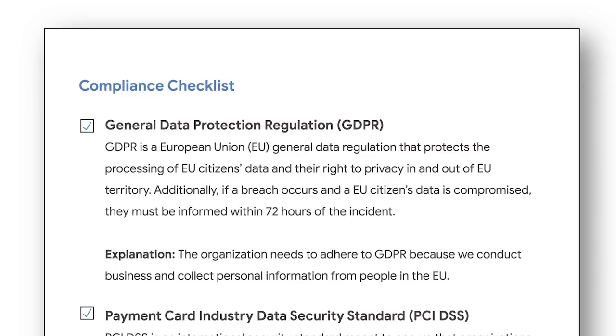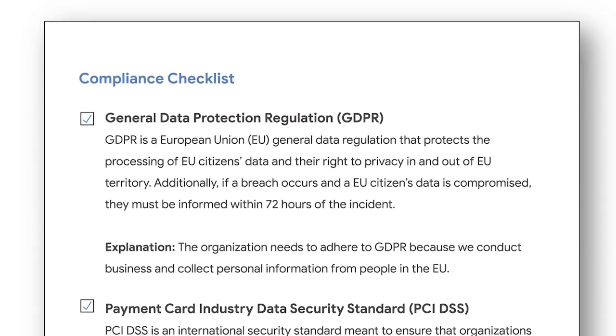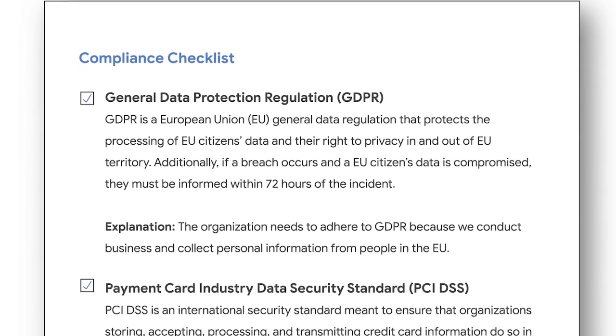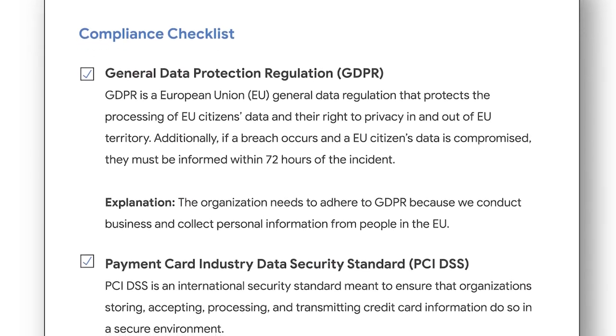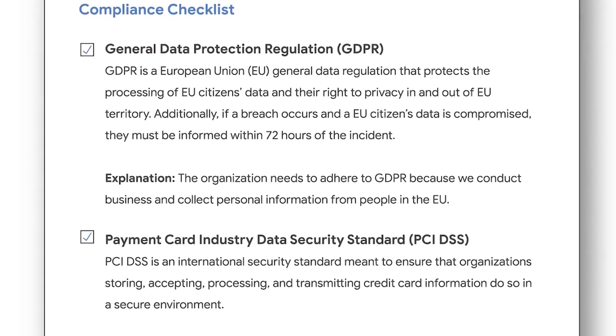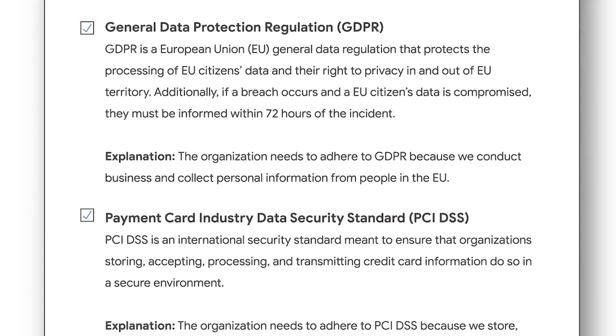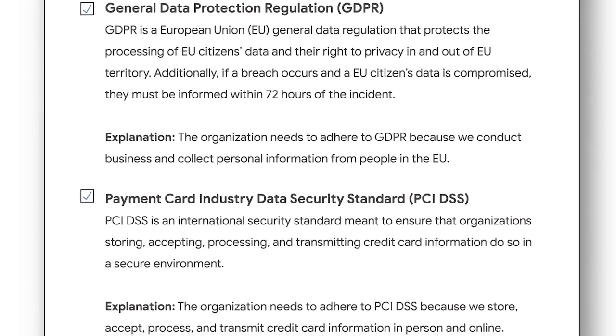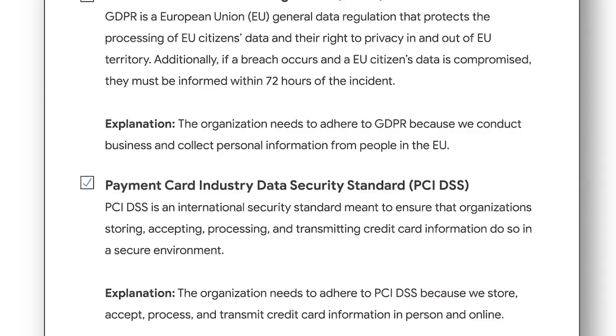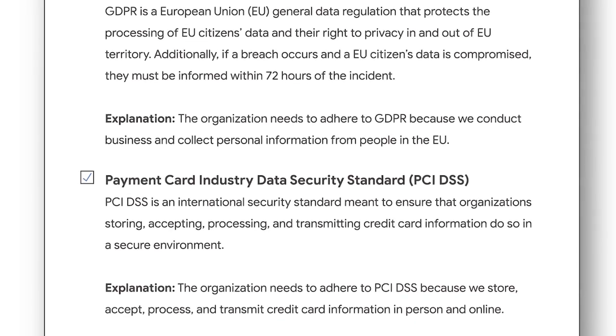The next element is determining whether or not the organization is adhering to necessary compliance regulations. As a reminder, compliance regulations are laws that organizations must follow to ensure private data remains secure. In this example, the organization conducts business in the European Union and accepts credit card payments. So they need to adhere to the GDPR and Payment Card Industry Data Security Standard, or PCI DSS.